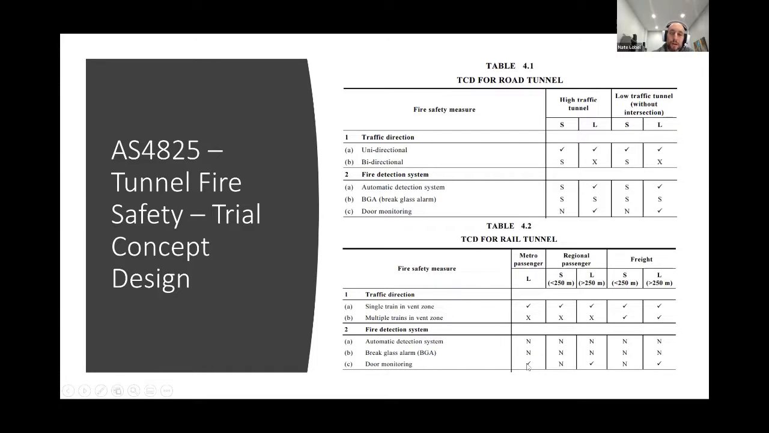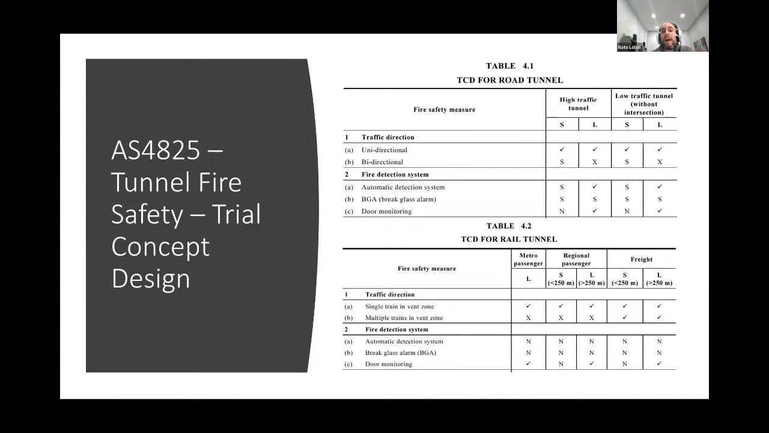Is it a metro passenger tunnel? Is it a regional rail? Is it a freight? These all have big implications on how we design tunnels for fire safety. They have implications on the number of people, the sizing of systems, design fires, the importance of operation, and so forth.